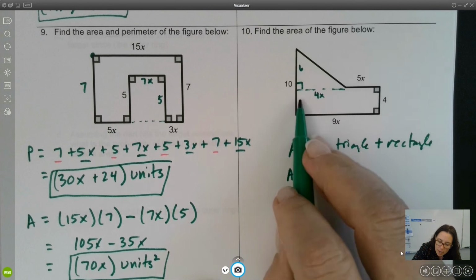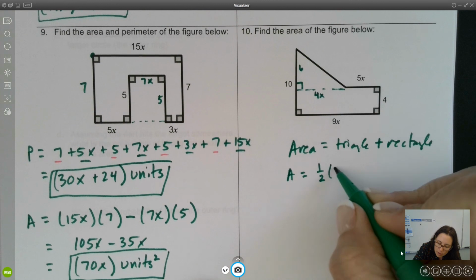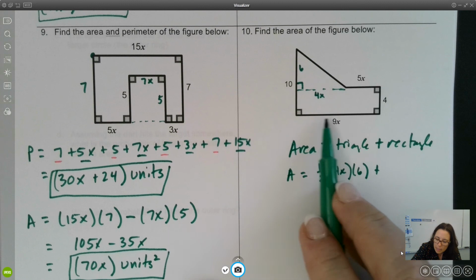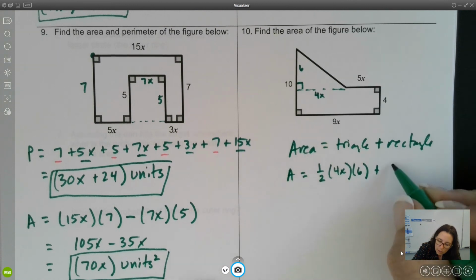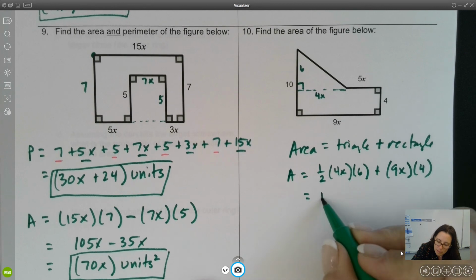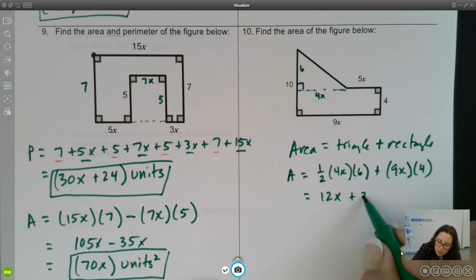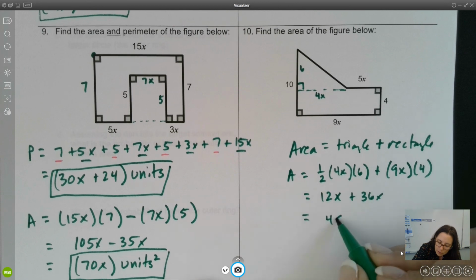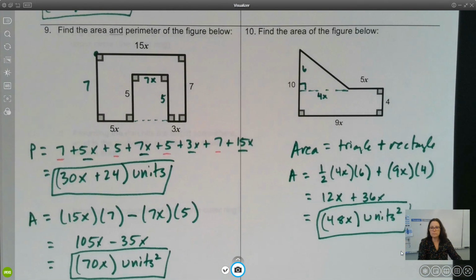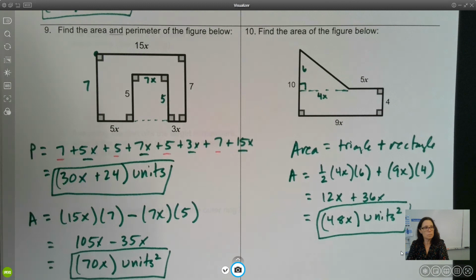Triangle is 1/2 base times height, so 4x by 6, plus the rectangle is going to be 9x times 4. So this is going to end up being 12x plus 36x, and that is 48x. I'm going to put parentheses around the whole thing, and I'm going to say units squared. Okay, doing some pretty tricky problems. The one on the back is even trickier, the one on the last page.